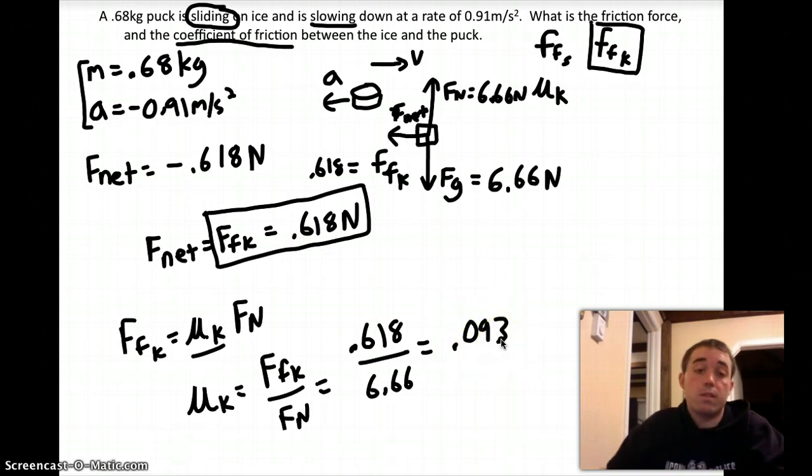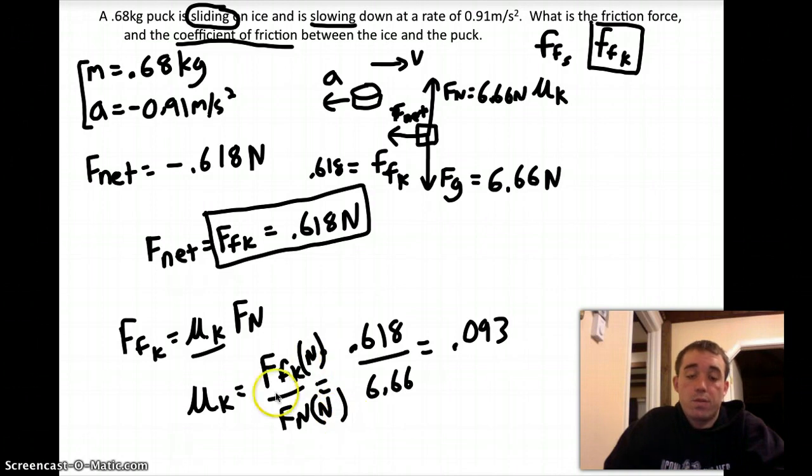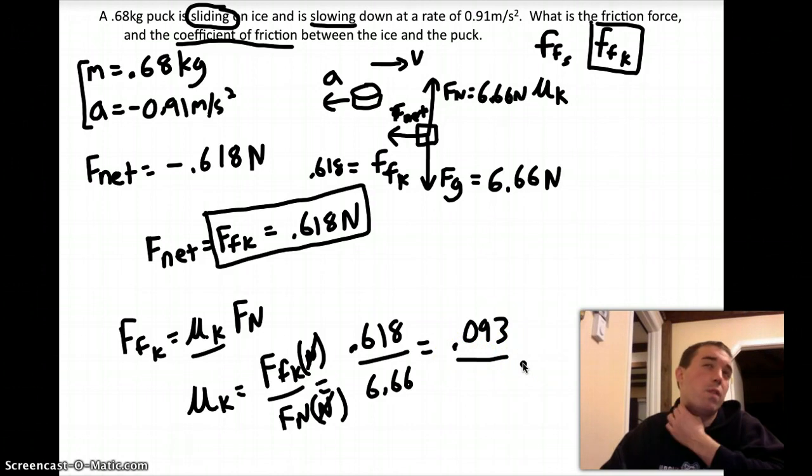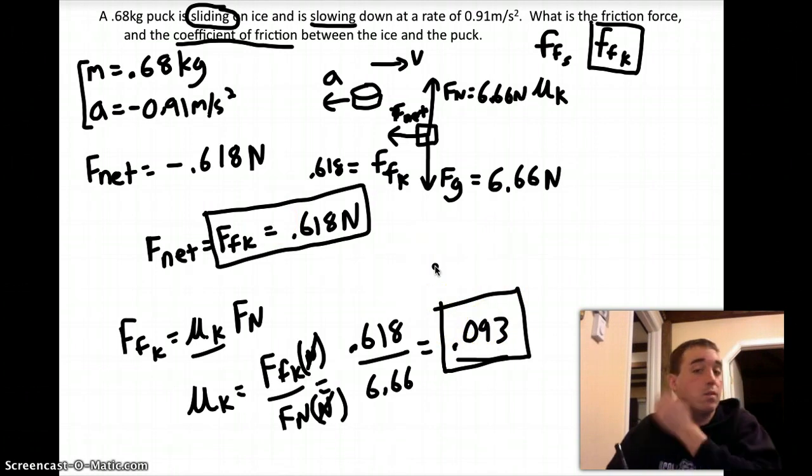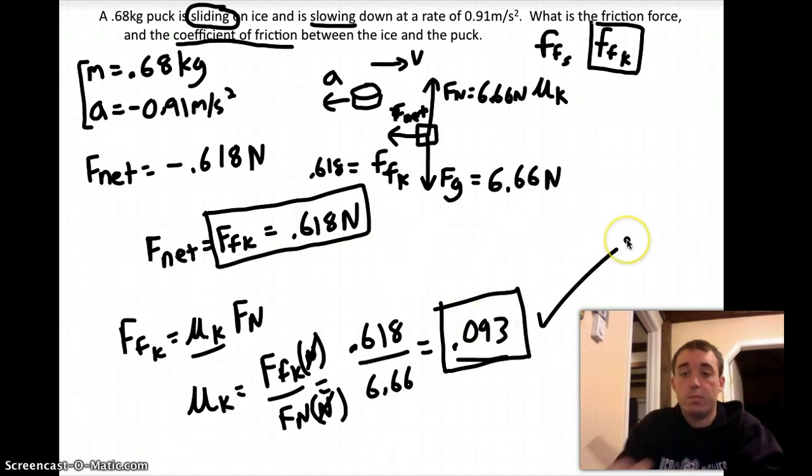And there are no units associated with the coefficient of friction. Sorry guys, I'm really tired tonight. Newtons over newtons. Both of the forces have units of newtons. Obviously those forces cancel, which leaves us with a unitless number. So this is one of the very few times in this class where you should have no units on an answer. Coefficient of kinetic friction is 0.093. And as I've said in class, it should be less than 1 and greater than 0. And it is. So we're good.